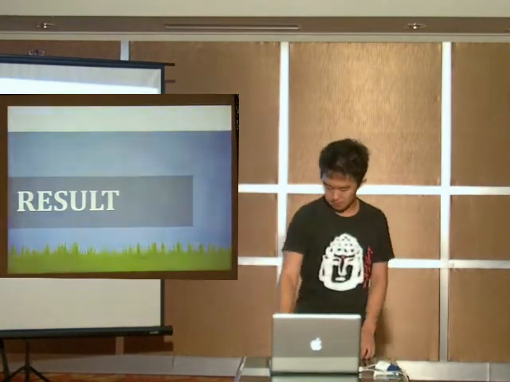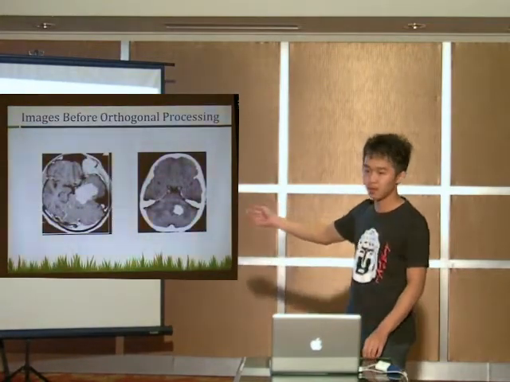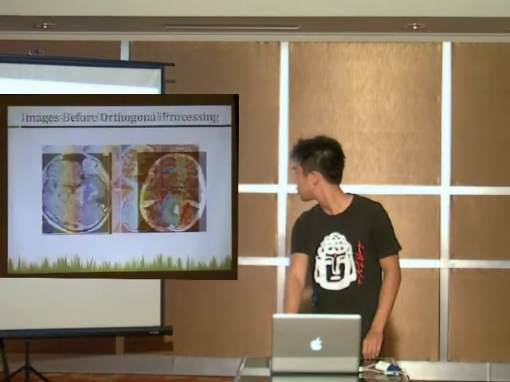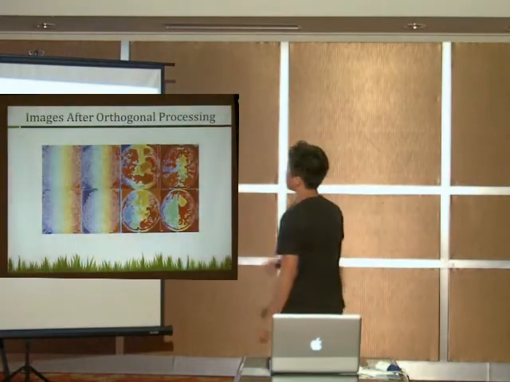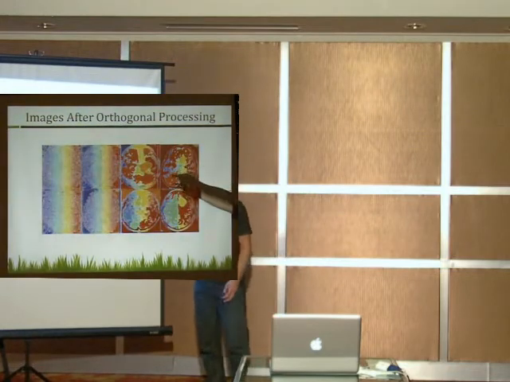The results can be shown in this image. This is the image after the orthogonal processing. As you can see, it is more detailed compared to the raw watershed.